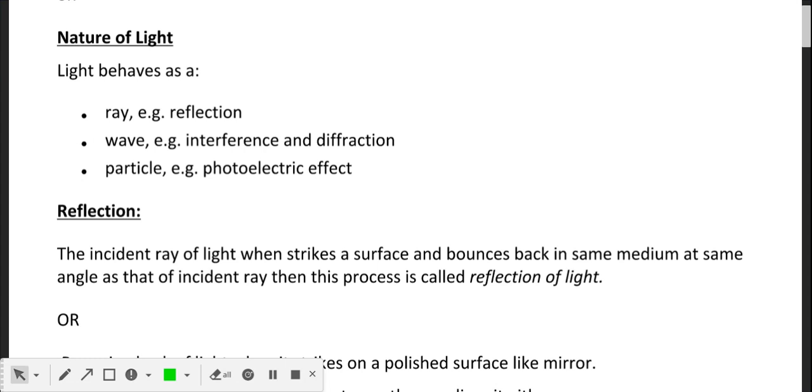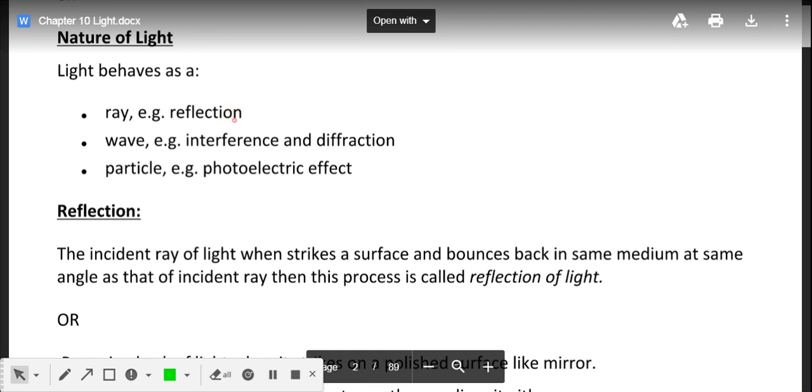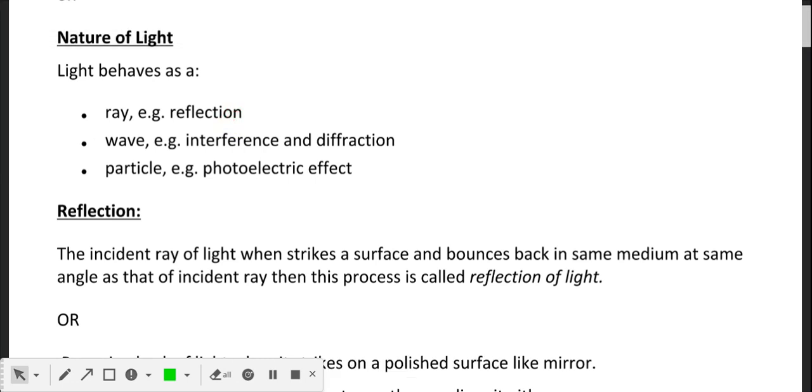So, nature of light. The other topic of ours is nature of light. How does light behave, right? Ray is basically an example. If we consider the ray, that is reflection. For example, if a ray of light is incident on a particular object and bounces back to your eye, then that is known as reflection. We will learn about all these things, right? Don't worry. We are going to have a detailed study of all these concepts. The second one is wave, the third one is particle. All these things are quite important.